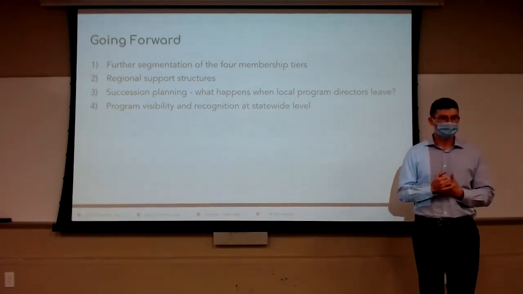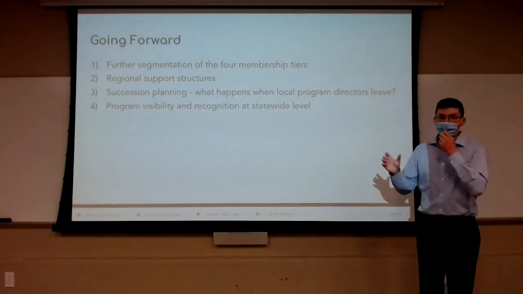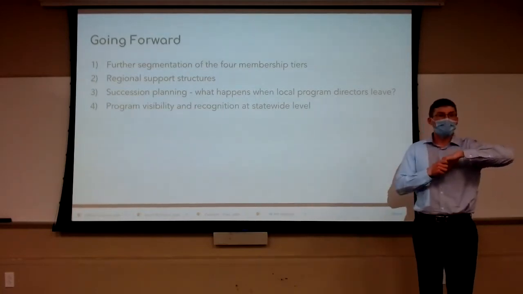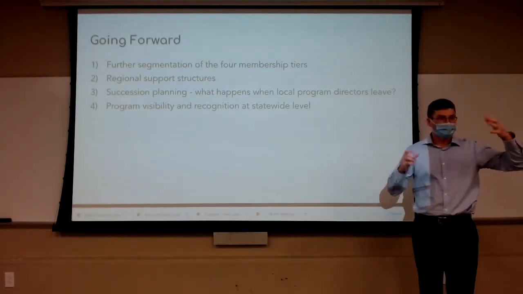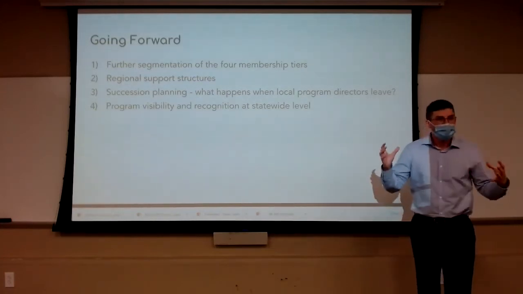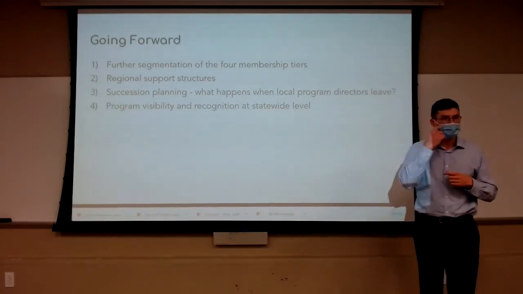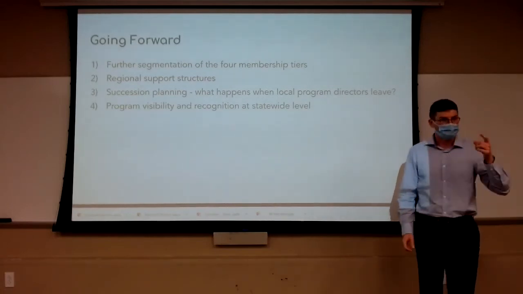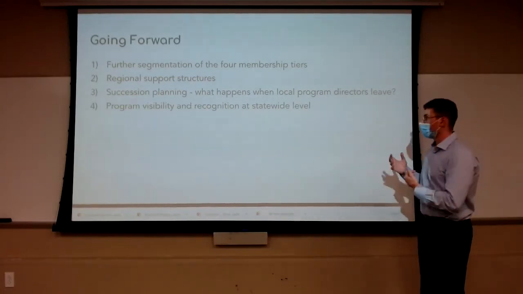So going forward, the case study cities talked about further segmenting the 4 membership tiers, really making it clear what the difference is between all 4. Support structures for towns in the upstate versus the low country, so maybe having an individual coordinator for each of those 2 regions who can travel more easily between those, instead of just one person in charge of the entire state.